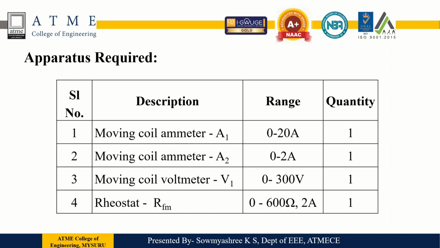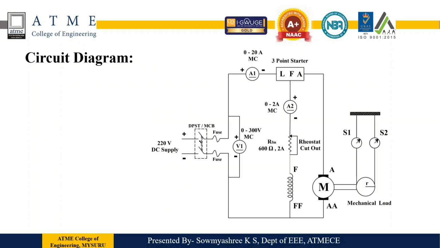To conduct this experiment, we require the below apparatus. From the nameplate details, we can decide the apparatus required. As we all know, the rated current of the DC shunt motor which we are using is 12 amperes. Hence, we have chosen the moving coil ammeter A1, that is 0 to 20 amperes, and the field current is 0.8 amperes, so we have chosen moving coil ammeter A2, that is 0 to 2 amperes, and the moving coil voltmeter is 300 volt, and the field rheostat is 0 to 600 ohm and 2 amperes.